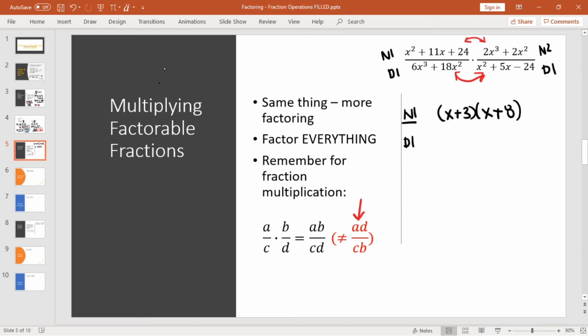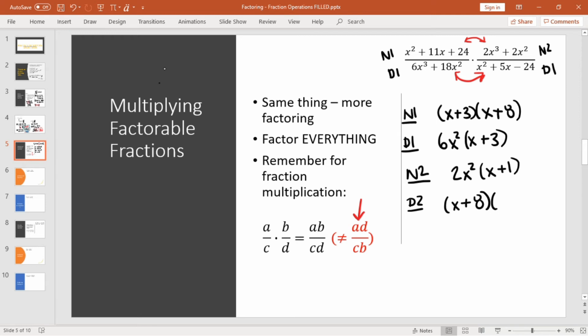Looking at denominator 1, it looks like common factoring. I can take out a 6, I can take out x squared, and this is going to leave x plus 3. Looking at numerator 2, this is also common factoring. I can take out 2x squared, and this is going to leave x plus 1. And on denominator 2, I have to multiply to negative 24 and be 5 apart, so I'm looking at 8 and 3 again, but this time, in order to get a positive 5, the 8 must be positive, and the 3 must be negative.